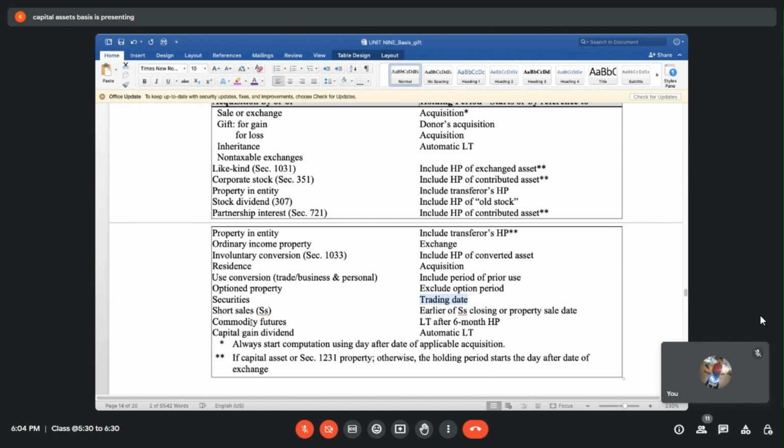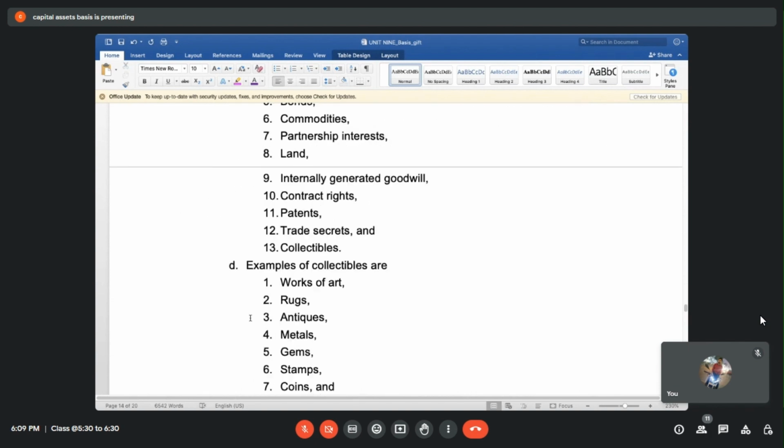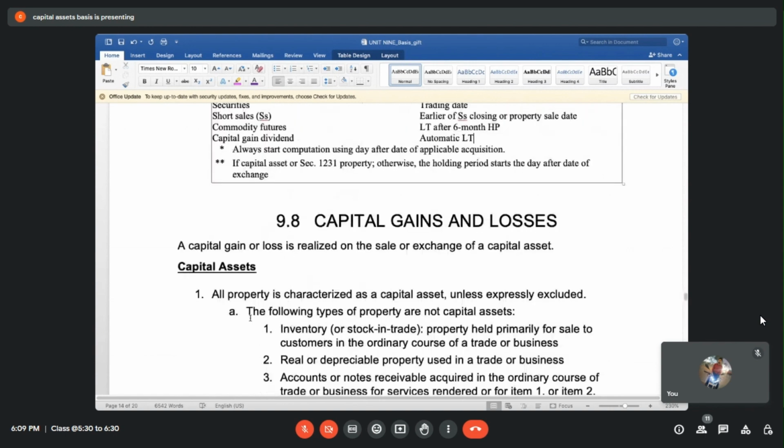If it's a futures transaction, then it's long term after 6 month holding and all that. Again, these are futures and options, and the rules might be different for them because they are not regular capital gains and losses. They fall under a different category. So anyway, let's go over capital gains and losses.